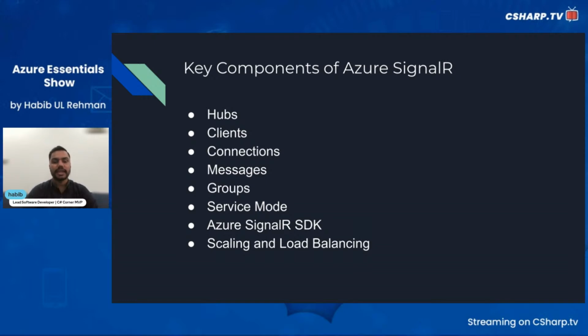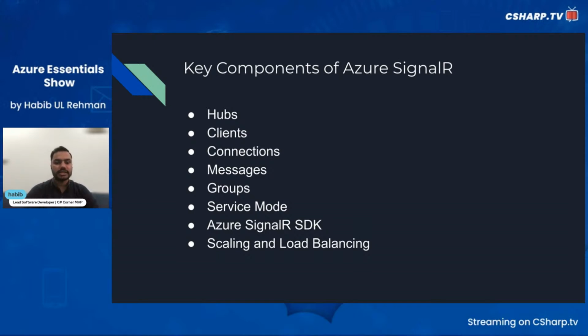The second part we have is clients. Clients are the applications or devices that establish a connection to the SignalR service. These can be web browsers, desktop applications, or mobile apps that connect to the Azure SignalR service to send or receive real-time updates. SignalR supports multiple platforms such as JavaScript, .NET, Java, and so on.